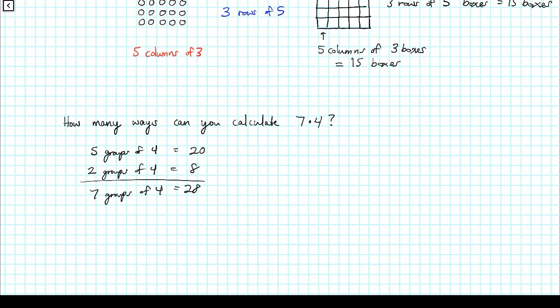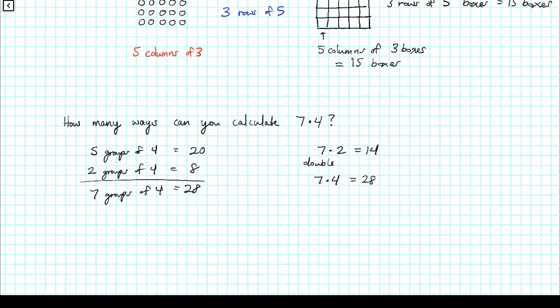Maybe another way we could do it is that 7 times 2 is 14. You could think of that as 2 groups of 7. So if we double that, we get 7 times 4. 4 groups of 7 would be doubling 14, which is 28.